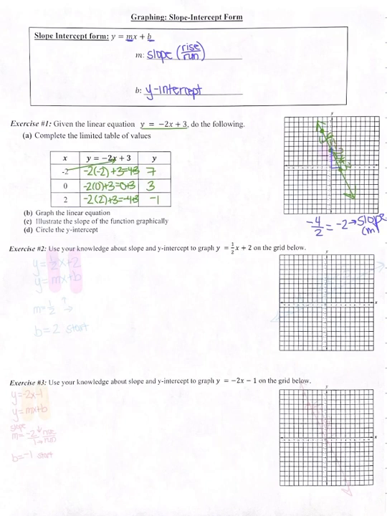All right. And circle the y-intercept. So the y-intercept of our line is where the line crosses the y-axis. I highlighted instead of circled. That's right there.